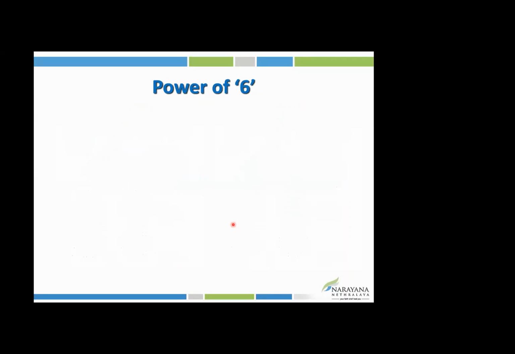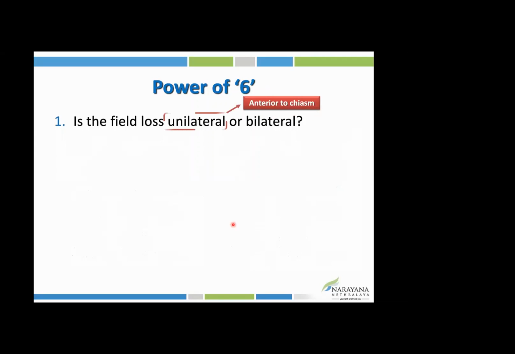Now, there's a power of 6, which I believe that we should follow in neurological fields. There are 6 questions that we should ask when you are evaluating these fields. First, is the field loss unilateral or bilateral? Because if it is unilateral, it's anterior to the chiasma, unlike bilateral.